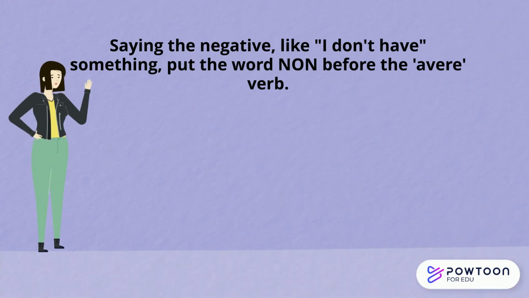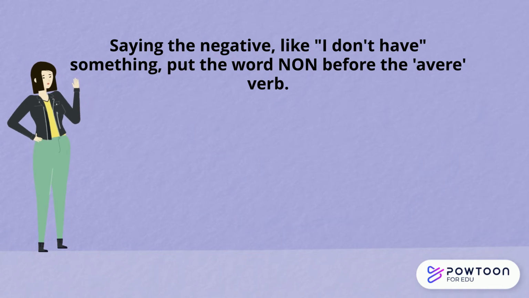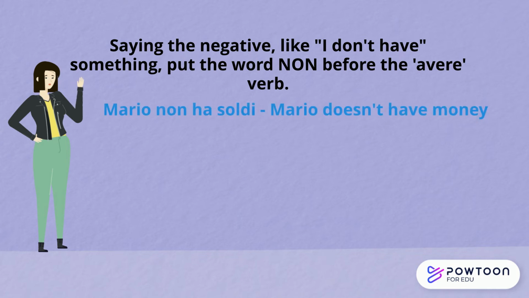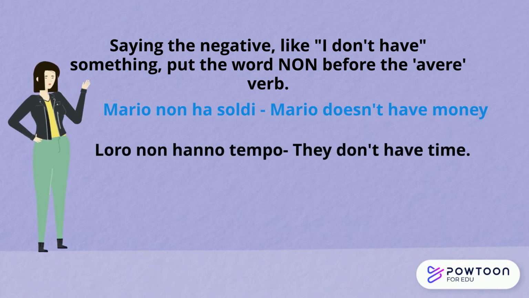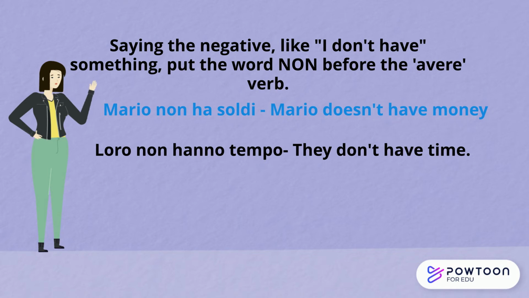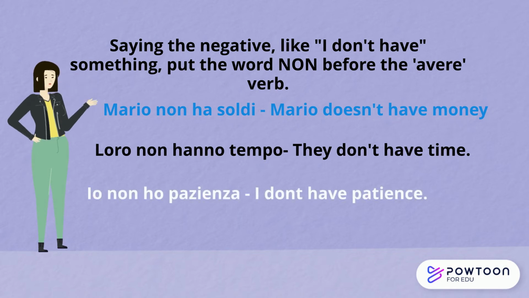Saying the negative, like I don't have something, we put the word non before the avere verb. Let's have a look. Mario non ha soldi. Mario doesn't have money. Loro non hanno tempo. They don't have time. Io non ho pazienza. I don't have patience.